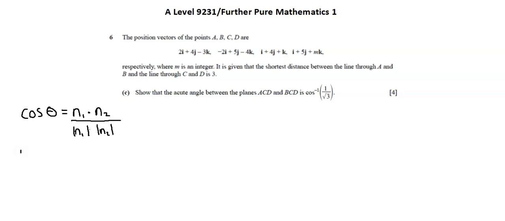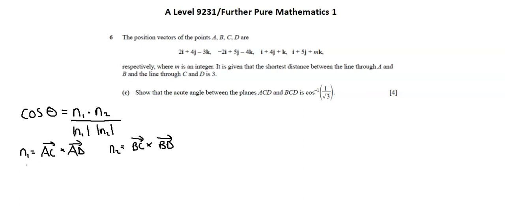To find the normals, for normal 1, we want the cross product of AC and AD. Both of these vectors are in the plane ACD. And for normal 2, we want the cross product of BC and BD, both in plane BCD.